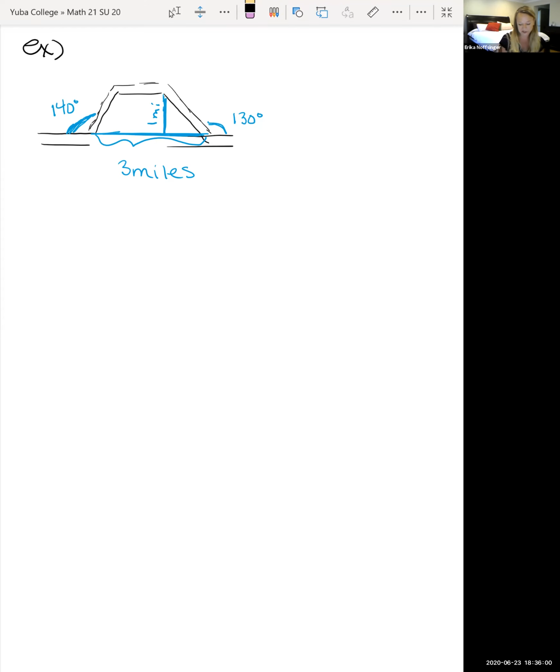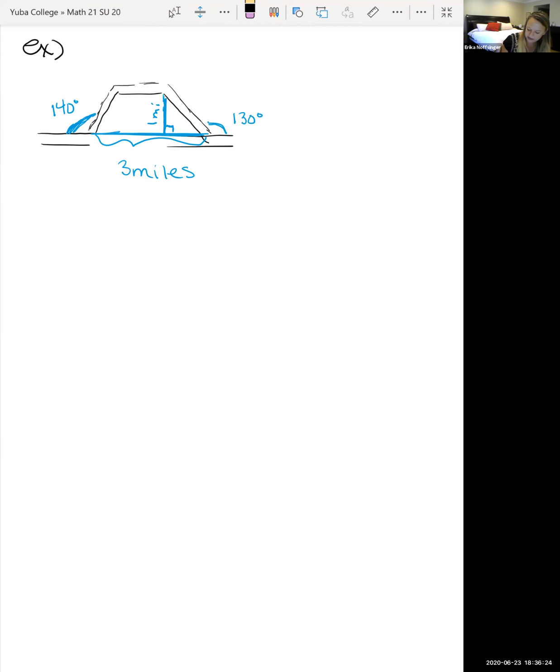So we got this picture. We're given this information. We're trying to find this distance of highway that's needed. And that's all the information that we were given to go by. So looking at this, we need to use some right triangle information. So we have a right triangle here.